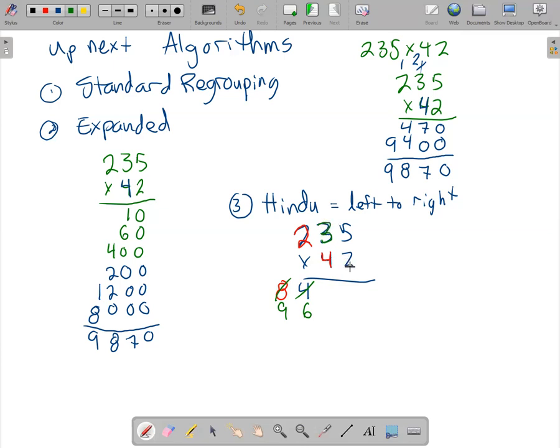And then 3 times 2 is 6 with 1 place value, so the 6 has to go here. So then we're done with the 3, and we move on to the 5. 5 times 4 is 20 with 1 place value, so there's 0 ones to here, but the 2 from the 20 goes over here, making that 6 and 8.